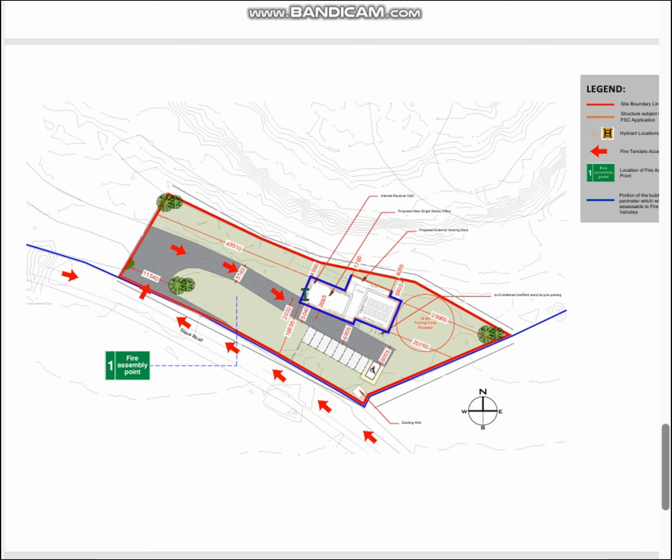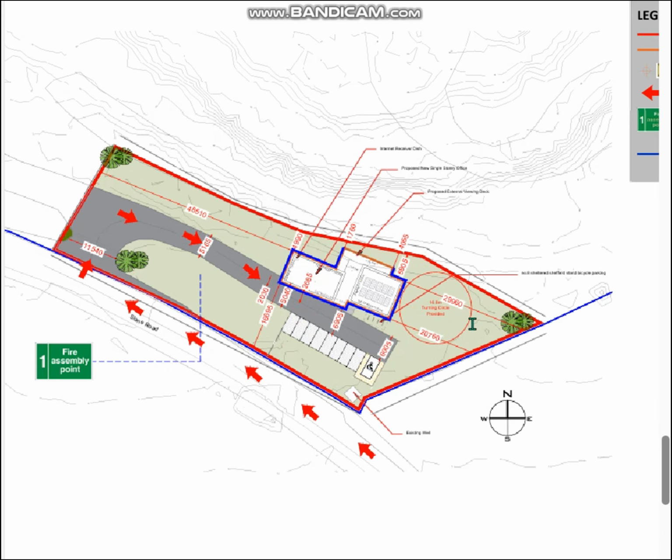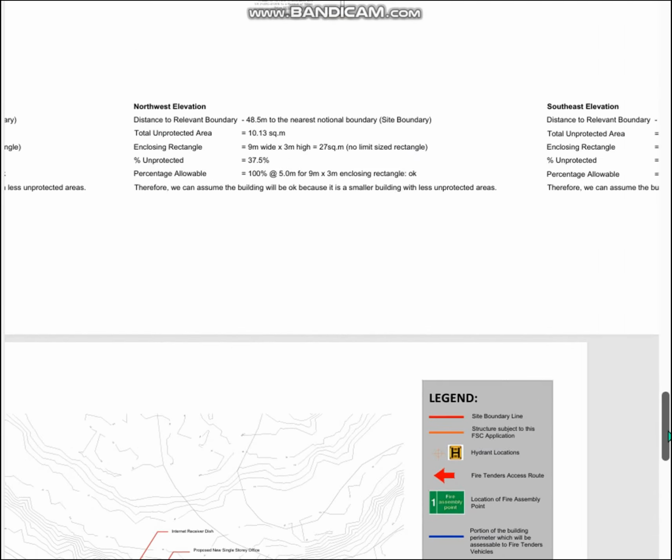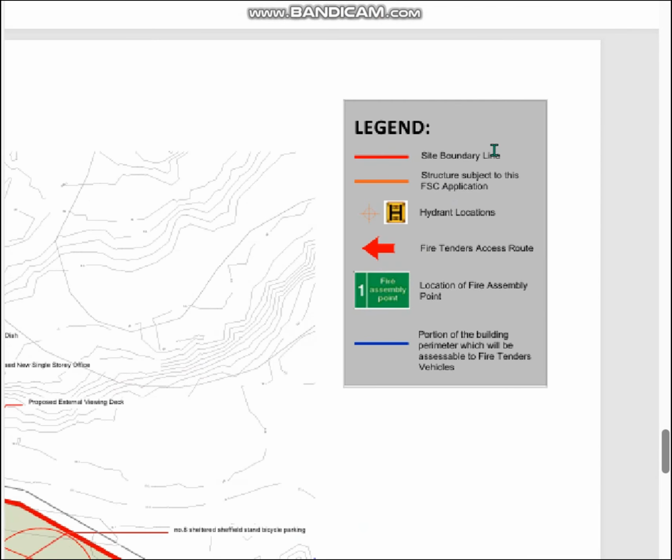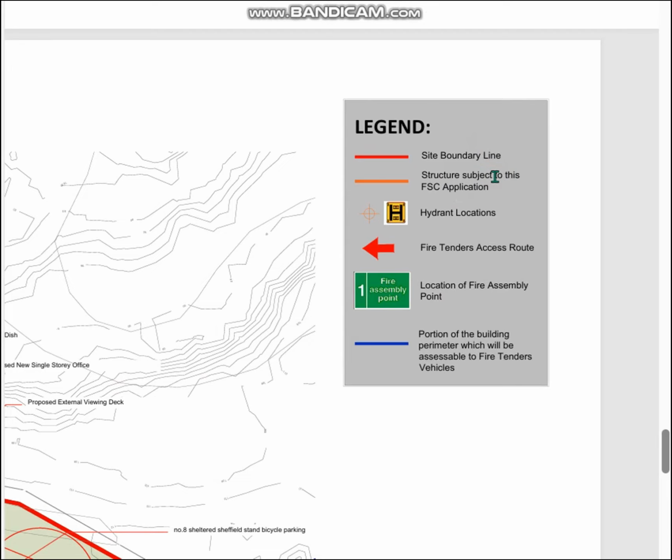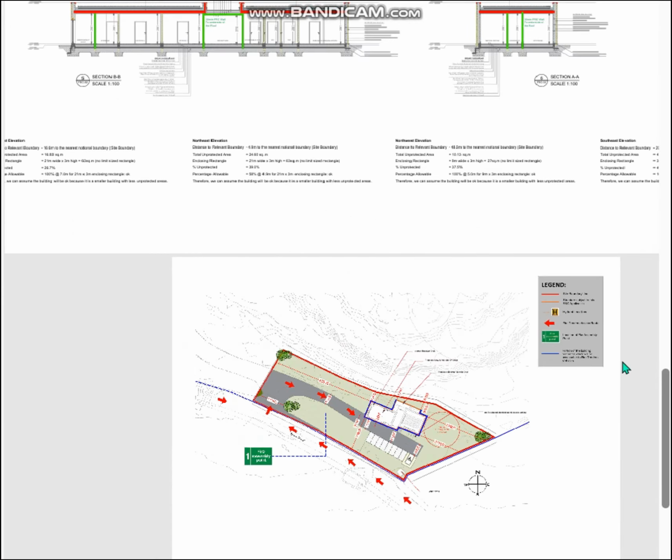The blue line represents the portion of the boundary perimeter which will be accessible to fire attendant vehicles. This is taken into account for locations of hydrants and also in terms of the unprotected areas. The legend on the right hand side of the drawing indicates in red the site boundary, in orange the structure subject to this fire safety certificate application, hydrant locations, as previously mentioned, the red arrow for fire attendant access routes, the green is the fire assembly point, and the blue is the proportion of the building which can be accessible.